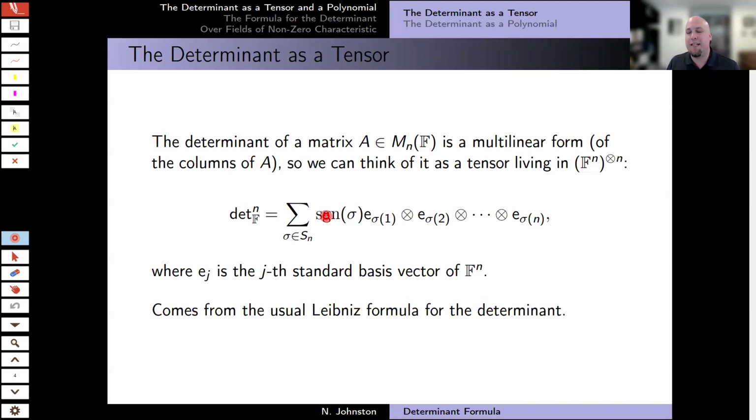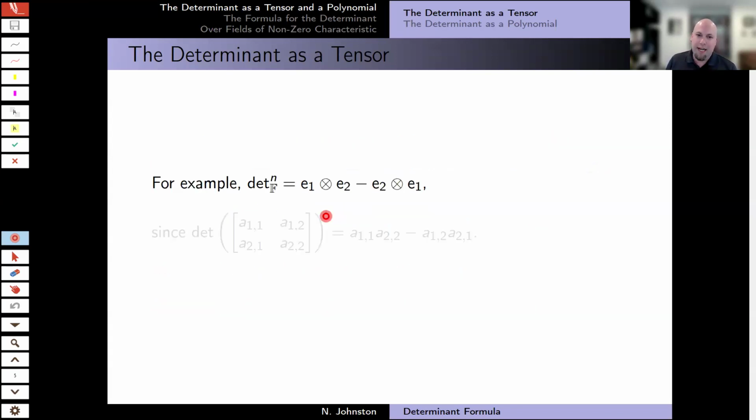When I think of the determinant as a tensor in this way, I can ask questions of it like I can ask questions of any other tensor. So for example, I can ask, what is its rank? What is the rank of this tensor?